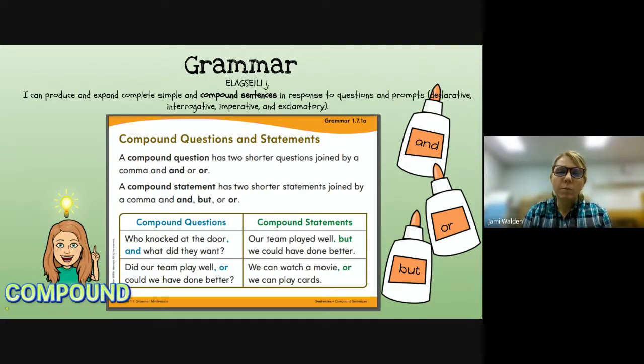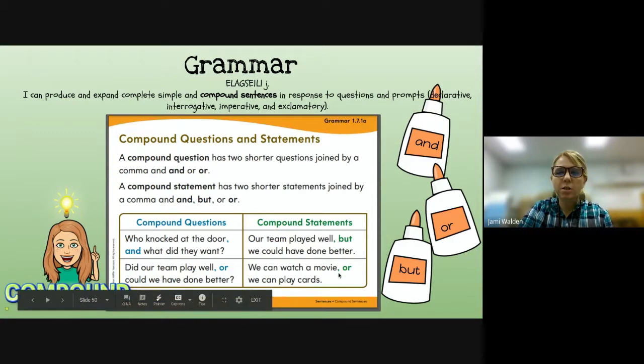We can watch a movie, or we can play cards. I can identify two small sentences in my large sentence. We can watch a movie. We can play cards. Instead of making two short, choppy sentences, we make it a better sentence by joining them with the conjunction. Remember, before you use your conjunction, to put in your comma, the punctuation mark comma that sits on the line.